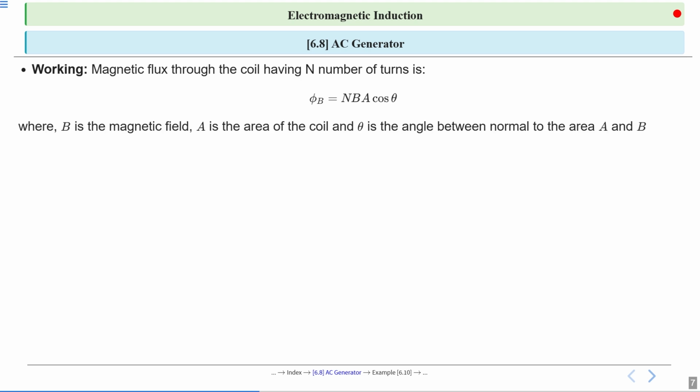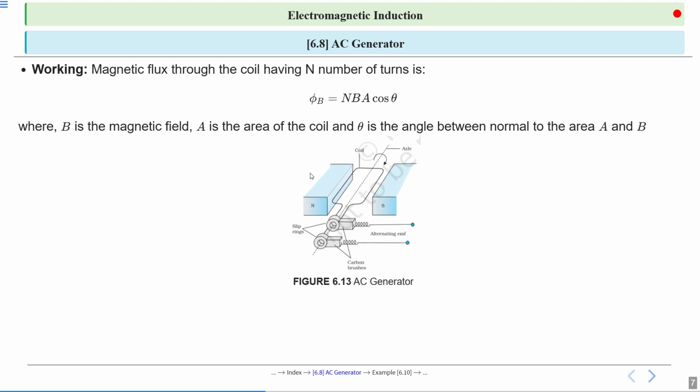Where B is the magnetic field, A is the area of the coil, and theta is the angle between the normal to the area A and B. So this area vector is always normal to the plane of the coil. And this theta angle is between the normal to the area A, which means between the area vector and the magnetic field.